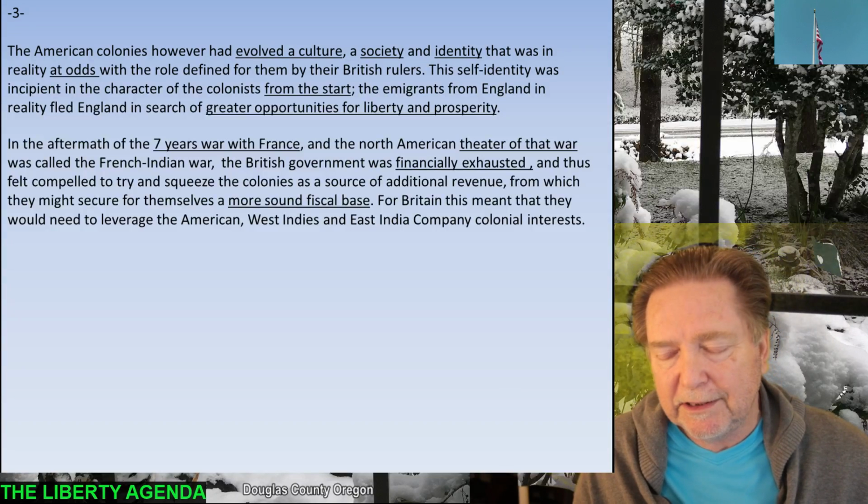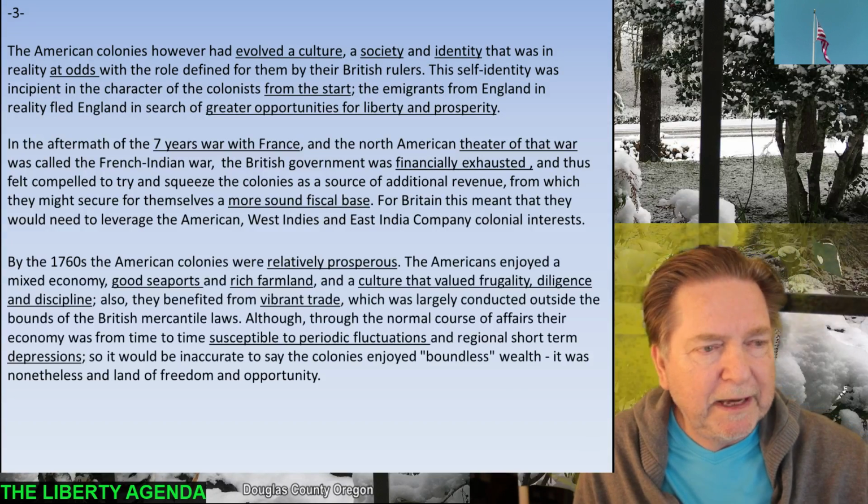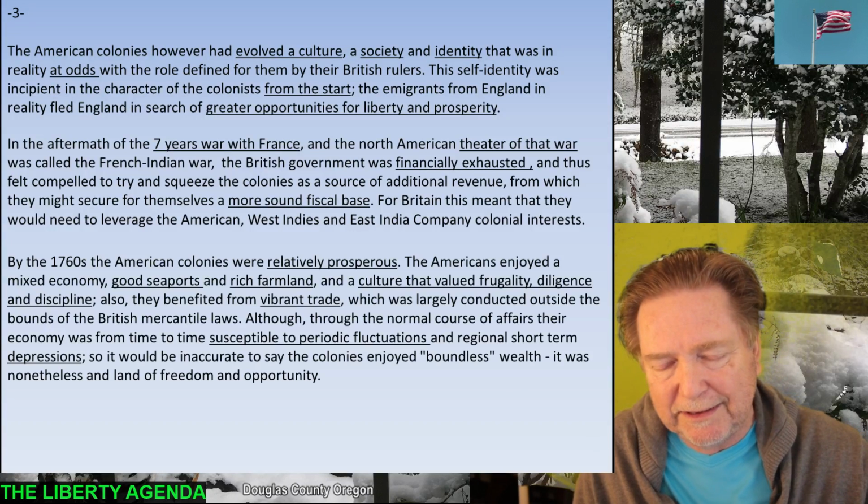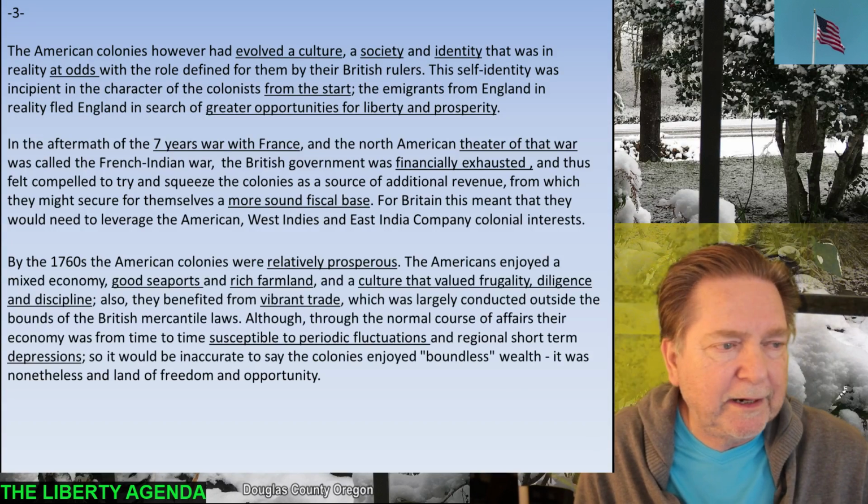So I've got a map here somewhere that I'll show you that shows you a little bit what West Indies actually means. We don't call them that now.